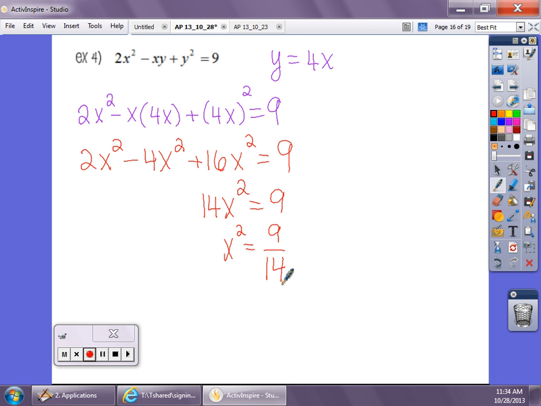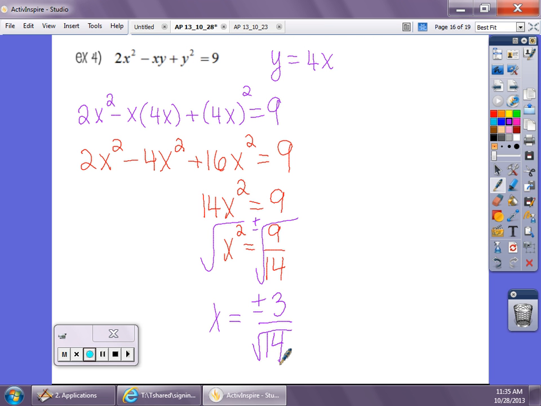How do I get that x by itself, Malky, one more time? Square root both sides, but it's an even root, so what do I need? Plus or minus. So x is equal to plus or minus the root of 9 over 14. The root of 9 is 3. The root of 14 we don't know. You do not have to simplify radicals at the bottom. You don't have to rationalize the denominator. You get to leave it like this.